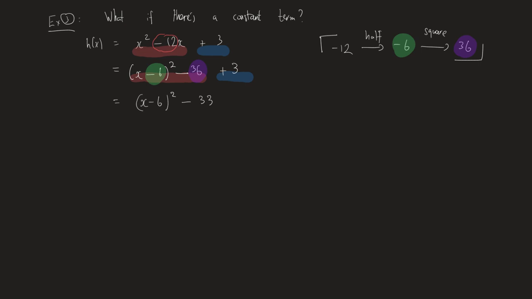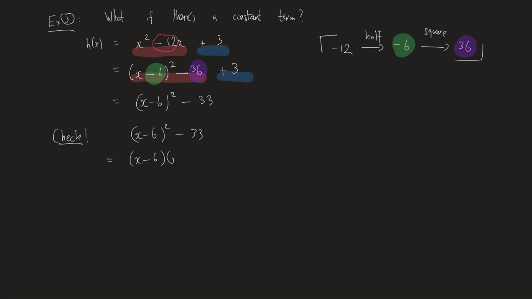Now we can be very confident, of course, we can have faith in ourselves and our mathematical ability, but it's never a bad idea to check. Especially when we can check. So in this instance, let's take that expression that we found, x minus 6 all squared, subtract 33, and let's expand this back out.